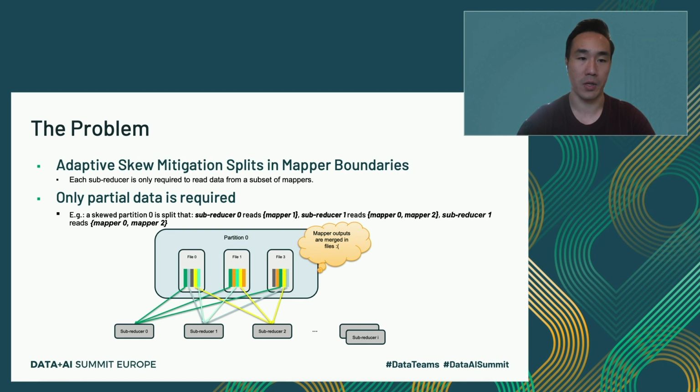But at Facebook, we use Cosco as an external shuffle service for Spark. It merges all mapper outputs together so that there are no mapper boundaries in the data consumed by a reducer. So the splitting strategy in skew mitigation doesn't work well here. In the example below, each subreducer is only required to read partial data from each file of partition 0, but they're not able to know if the data is actually from their interested mappers until they iterate through each file.